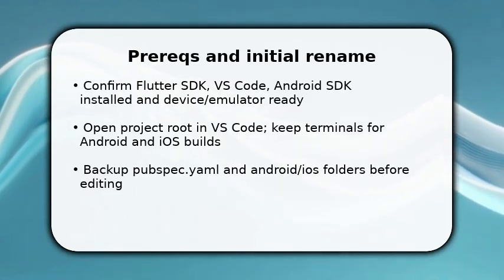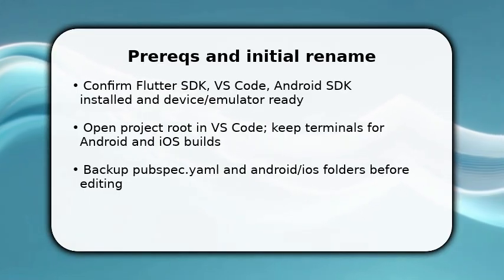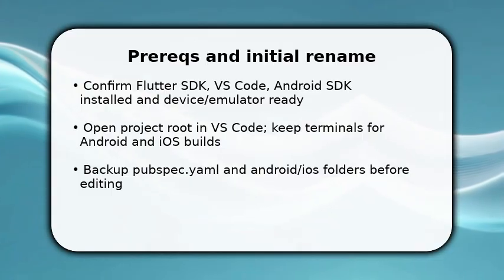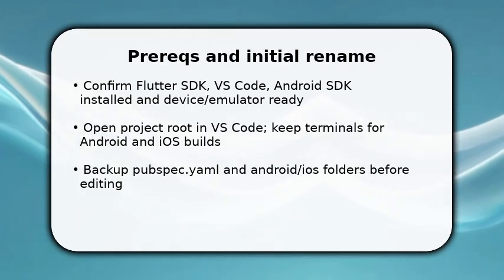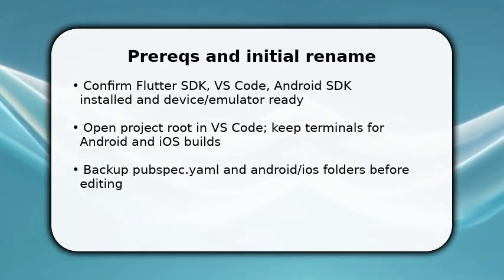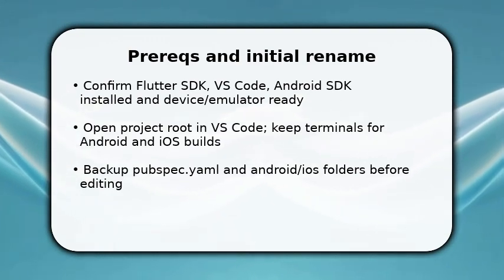First, edit pubspec.yaml, change the name and display name fields if present, then save. Once done, run flutter clean to clear caches. This prevents old bundle identifiers or names from persisting. Make sure your package name changes are deliberate, because later steps update platform-specific files.